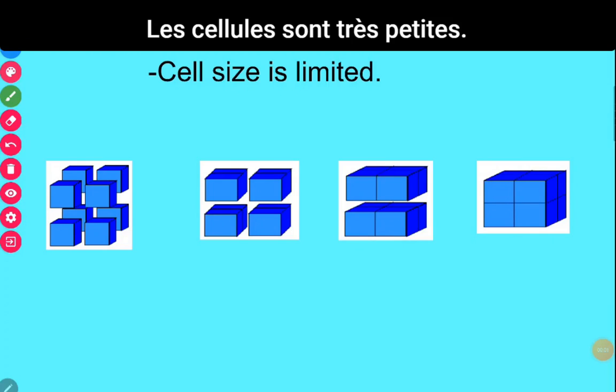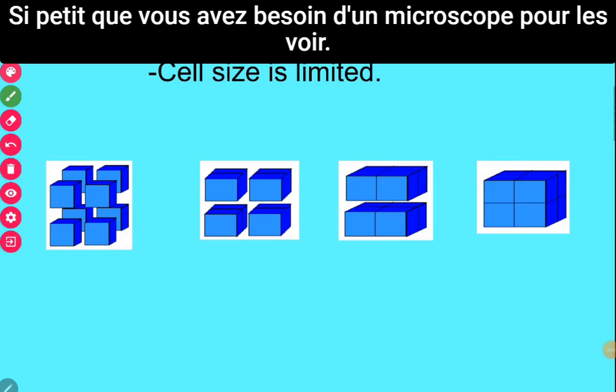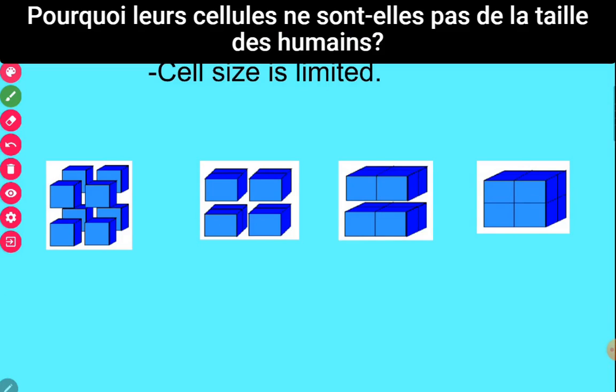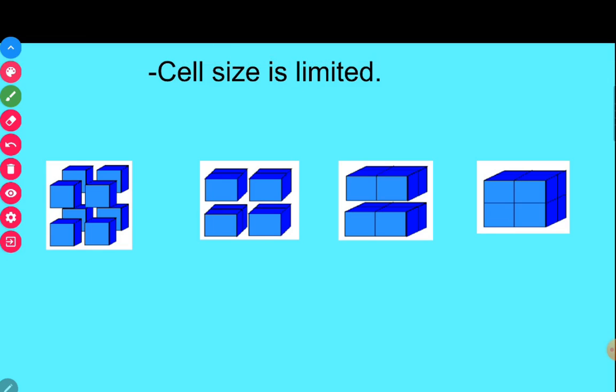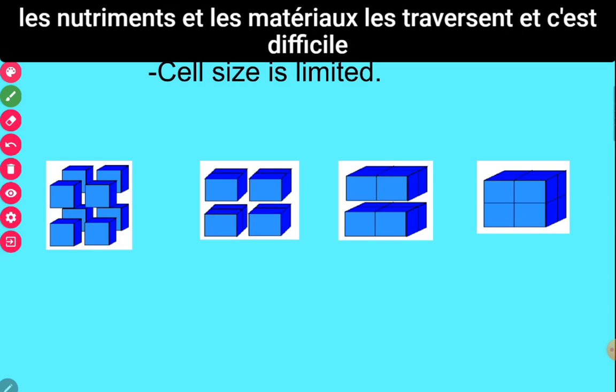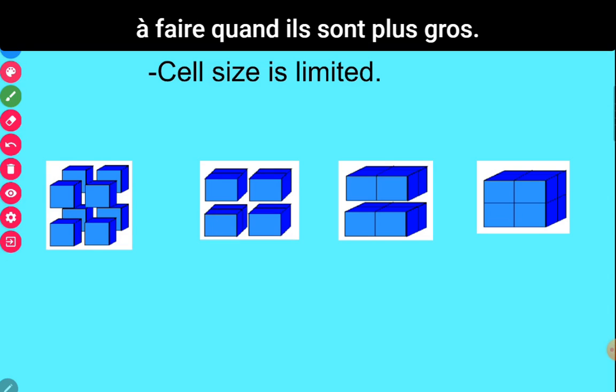Cells are very small, so small that you need a microscope to see them. But why are they so small? Why aren't there cells the size of humans? Well, the answer is cells have to have a certain amount of nutrients and materials move through them, and that is hard to do when they are bigger.